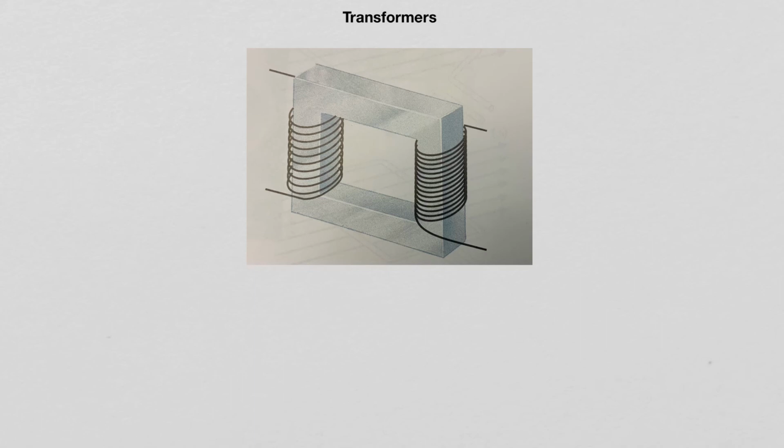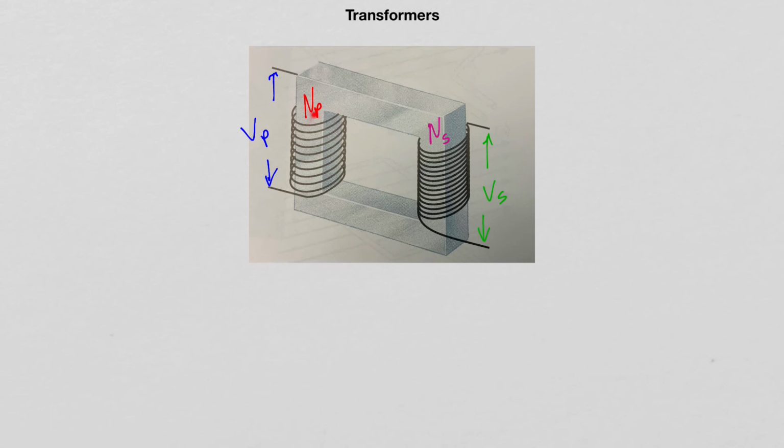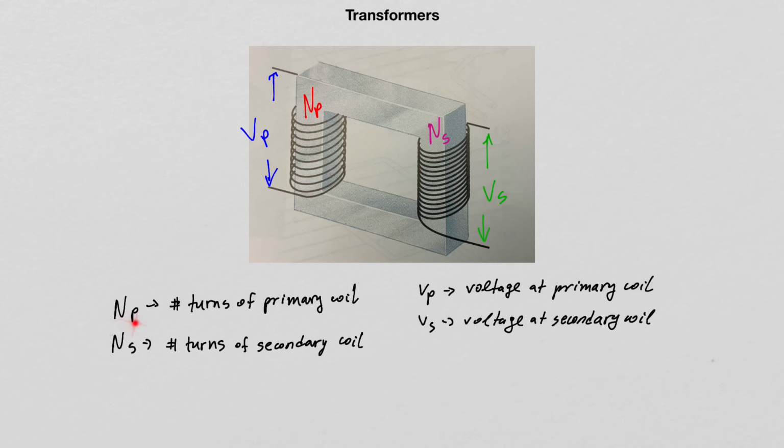One coil is named the primary coil and the other coil is named the secondary coil. So this is the primary coil, this is the secondary coil. The primary coil has Np number of turns, and the potential difference between the two ends of the coil is Vp. The secondary coil has Ns number of turns, and the potential difference between the two ends of the coil is Vs. So one more time, Np is the number of turns of the primary coil, and Ns is the number of turns of the secondary coil.